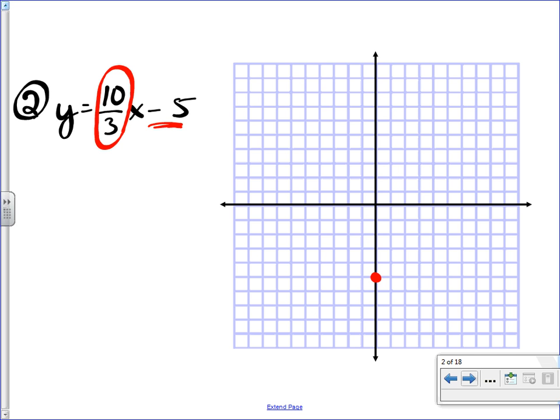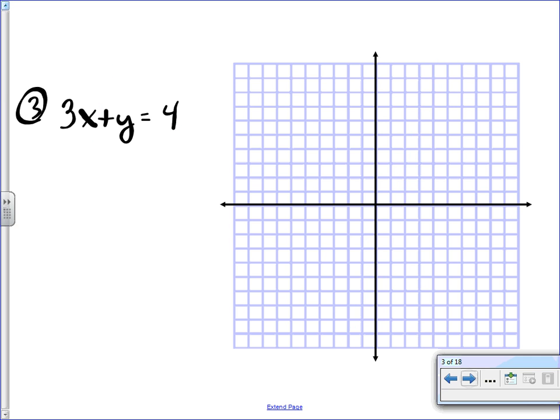So from that point, we're going to go up 10. 1, 2, 3, 4, 5, 6, 7, 8, 9, 10. And then 3 to the right. That would put me right here. Up 10, 3 to the right. And obviously, we're not going to have room to get another point in there. So we'll just go ahead and connect these 2 dots. And there's our graph for number 2. That's what I need for number 2.